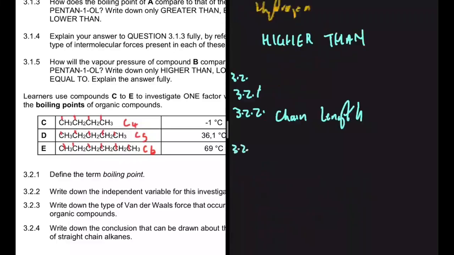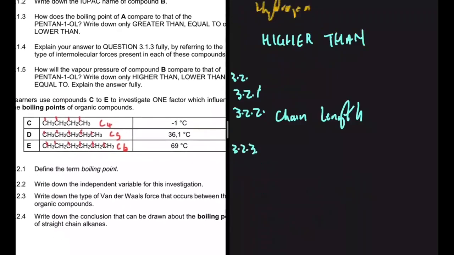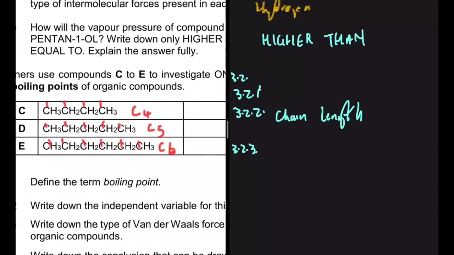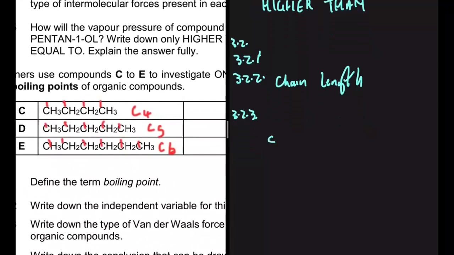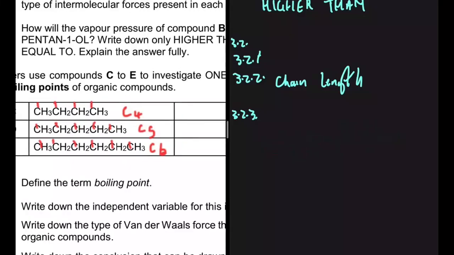And 3.2.3, write down the type of van der Waals force that occurs between these organic compounds. So these organic compounds are all alkanes, right? You can draw compound C fairly quickly by saying C with 3 hydrogens, then another carbon with 2 hydrogens, another carbon with 2 hydrogens, and the last carbon with 3 hydrogens. The same thing with compounds D and E, they're all alkanes. So the force occurring in compounds C, D, and E is London force, or induced dipole forces.